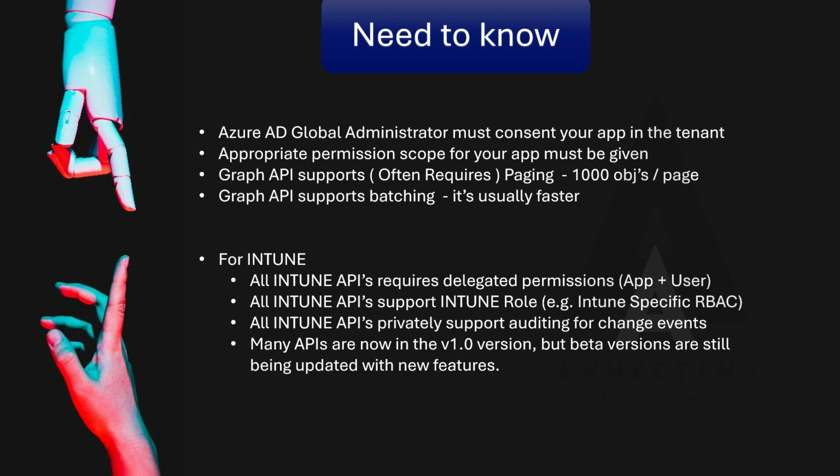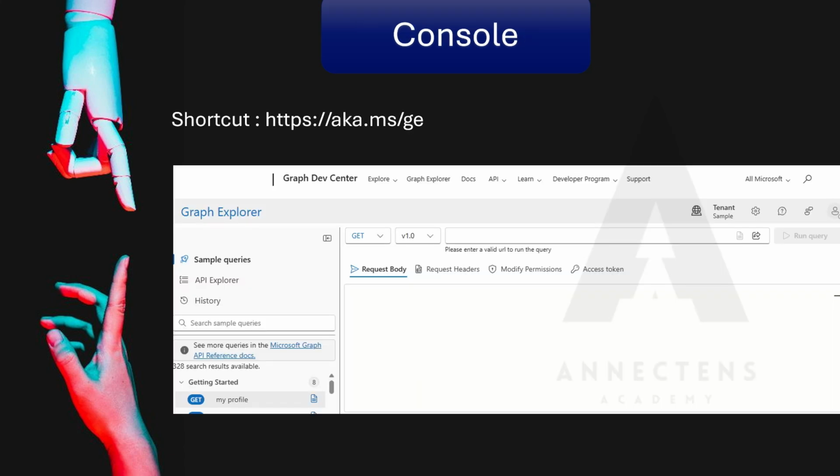Then we have many APIs now in the V1 version, but beta is always there for the new features. It is constantly being updated. It is useful if, in your environment, you're looking at any console upgrade or you're going to update anything, right? You may want to go to the latest version.